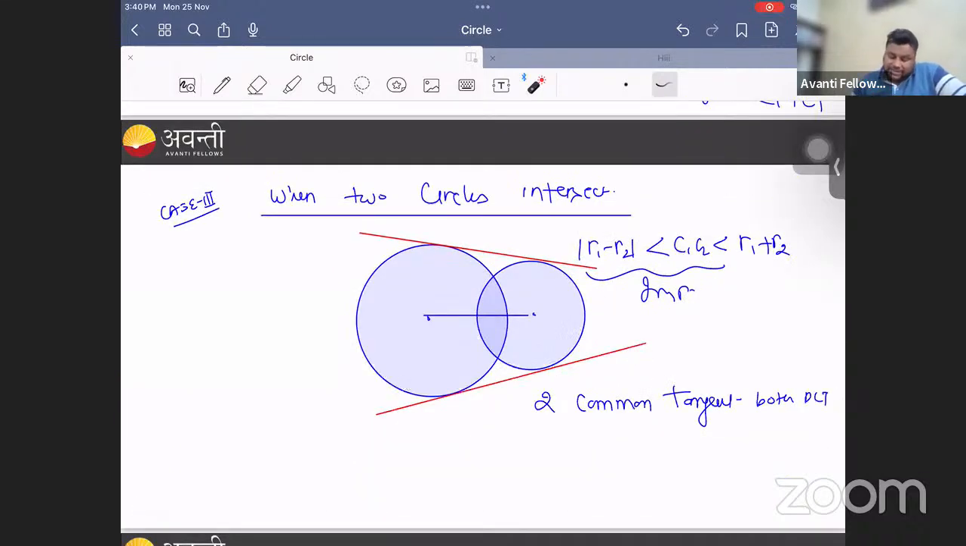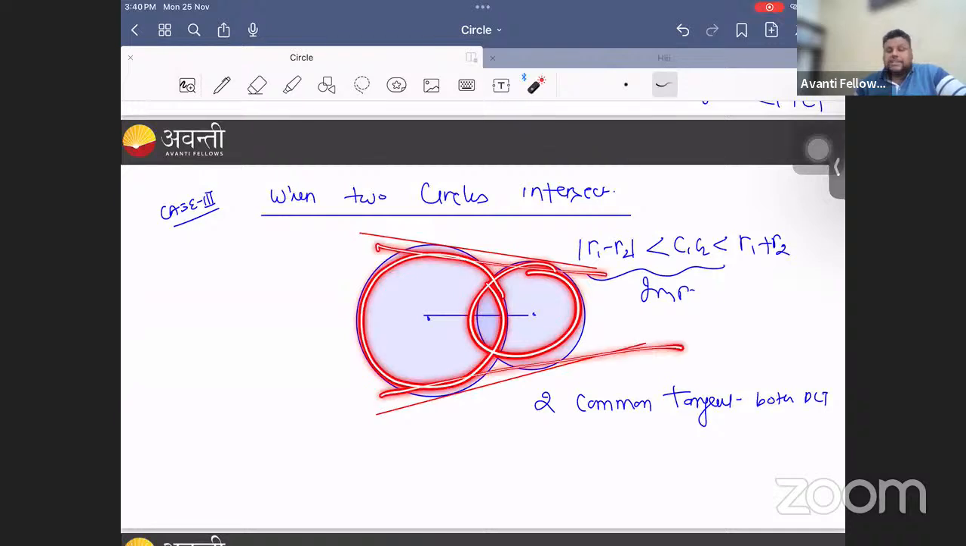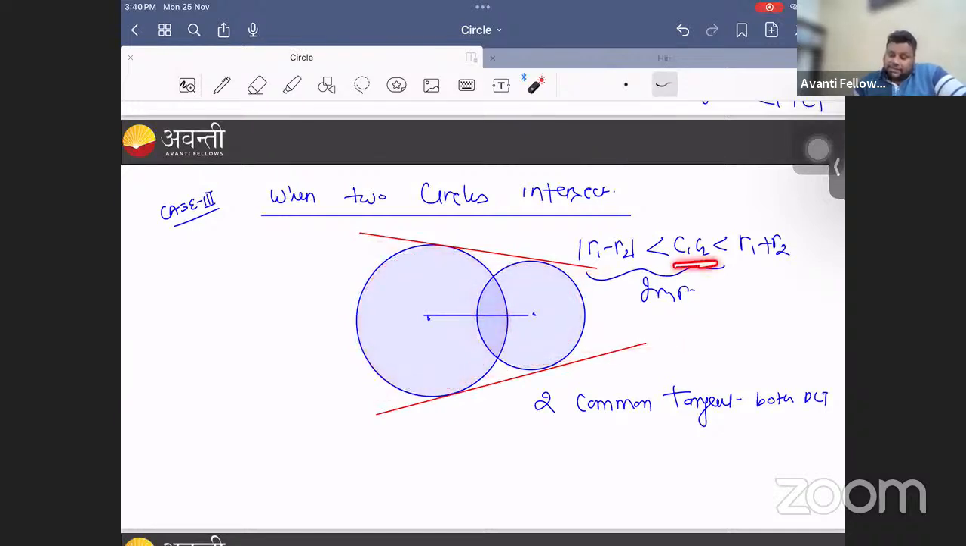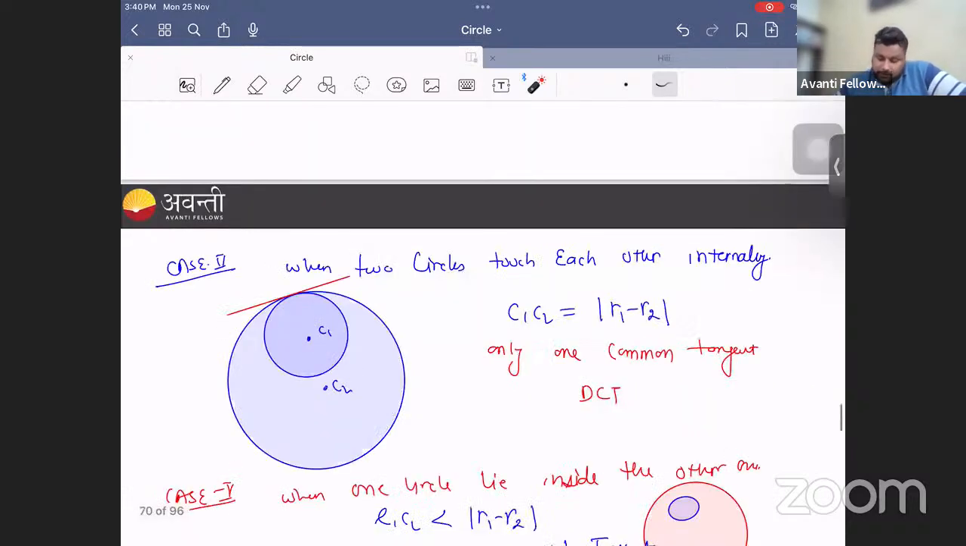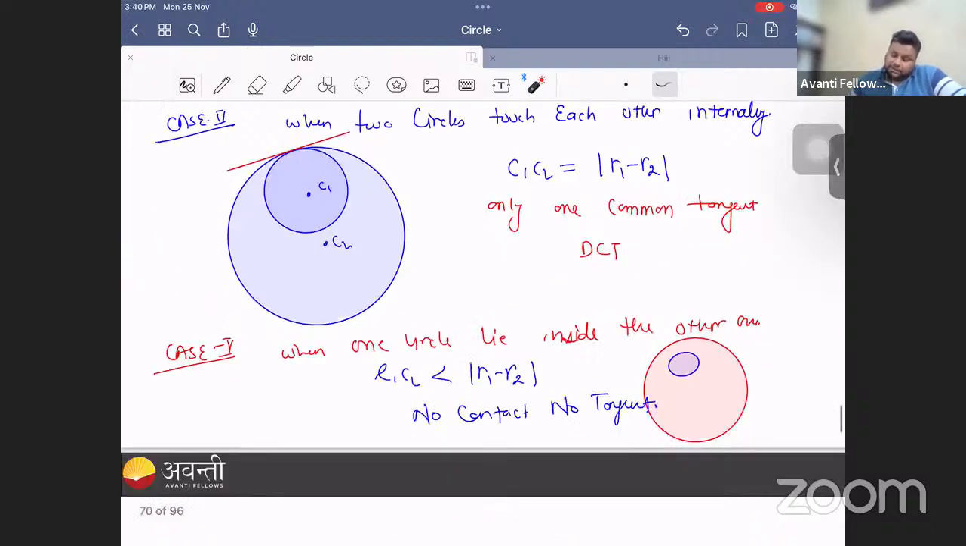When two circles intersect at 2 distinct points, there will be only 2 common tangents, both direct. And in that case, C1C2 is less than R1 plus R2, but more than mod R1 minus R2. When they touch each other internally, one circle is this, other circle is this. So this is a tangent. So C1C2 is what? Mod of R1 minus R2. Only one common tangent. And when one circle lies inside the other one, there will be no common tangent. And C1C2, sorry, I made a mistake, C1C2 will be less than mod R1 minus R2.